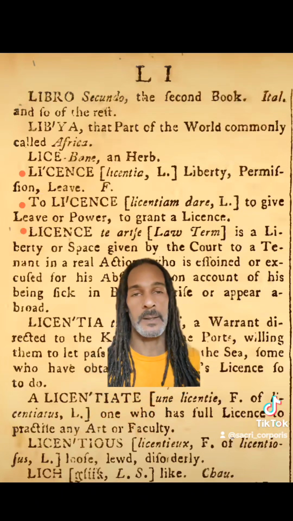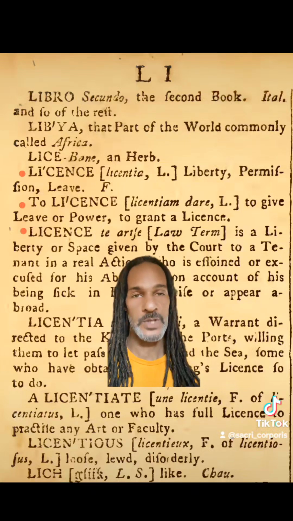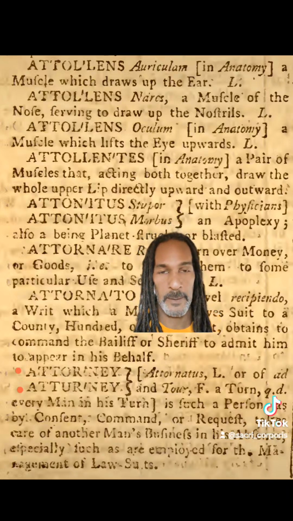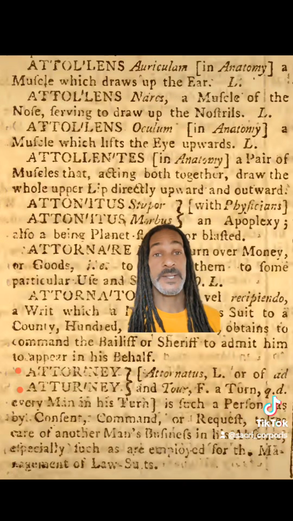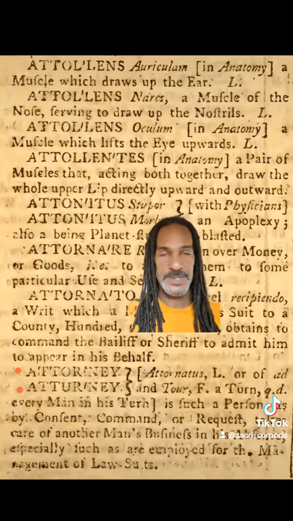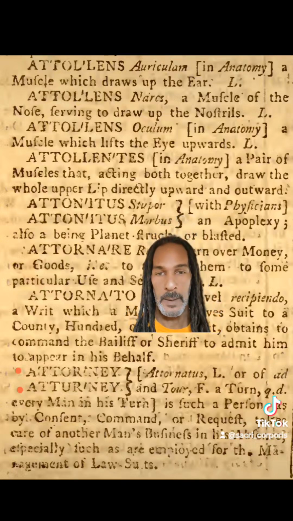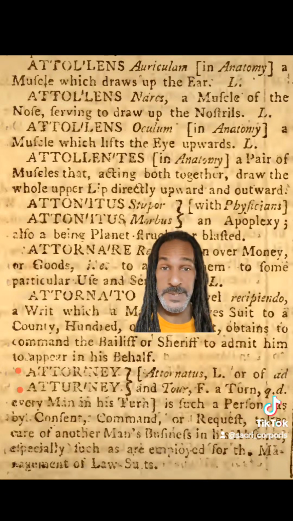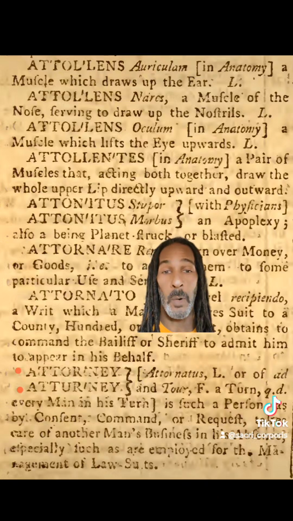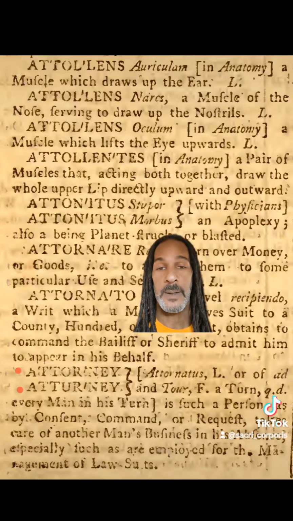Now, a tenant is not a good thing. You're not an owner, you're a subject or a citizen. So citizens are tenants. Now check this out below. Attorney, they spell it a little bit different, but check it out, is such a person as by consent. Government by the consent of the governed. Everything is contracts. You got to consent to everything. You're also consenting to your own institutionalized slavery. But let's keep going. Command or request takes care of another man's benefits in his absence, especially such as are employed for the management of law.